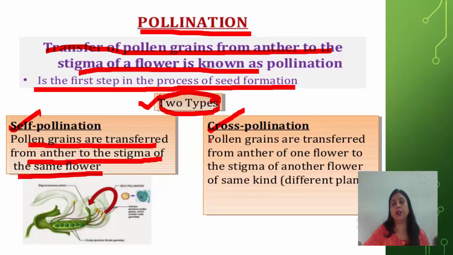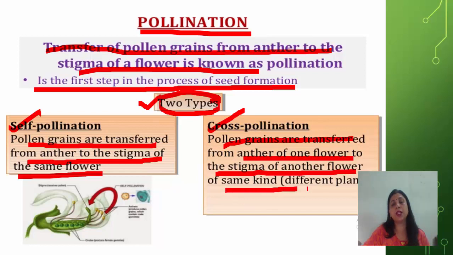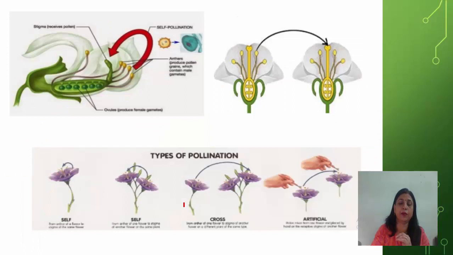Now, in cross-pollination, pollen grains are transferred from the anther of one flower to the stigma of another flower of the same kind. But the plants are different. As we have already studied, reproduction is among the individuals of the same kind. So in cross-pollination also, the anther of one flower reaches the stigma of another flower, but it should be of the same kind. If it reaches the stigma of another flower of a different kind, then it will not fertilize the ovule. It will die over there because they are not of the same kind.